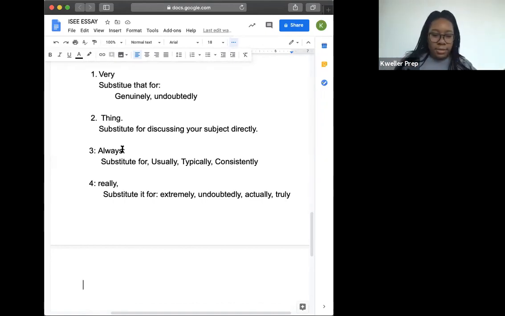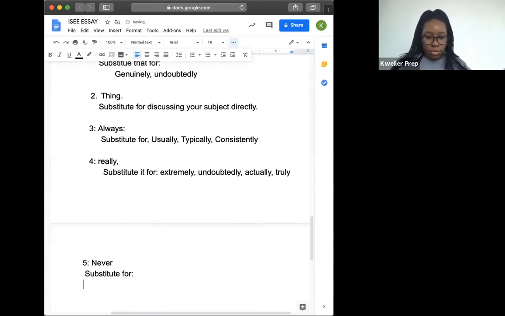And similar to always, the word never is not a sophisticated way to write. If you're going to say never, you would substitute the word never for rarely. Again, you don't want to go to great extremes when you're writing academically. It's overemphasizing things that don't need to be emphasized. Also, you don't really know if someone never does something. You only know someone from what you've seen of them. So rarely is a better way of writing.